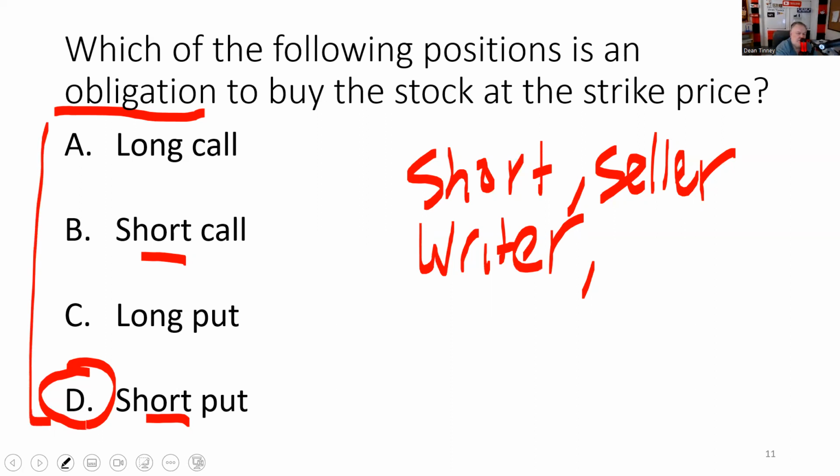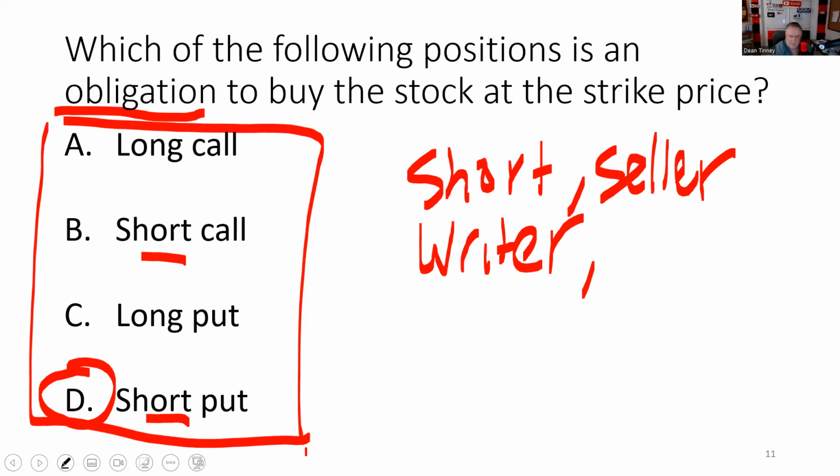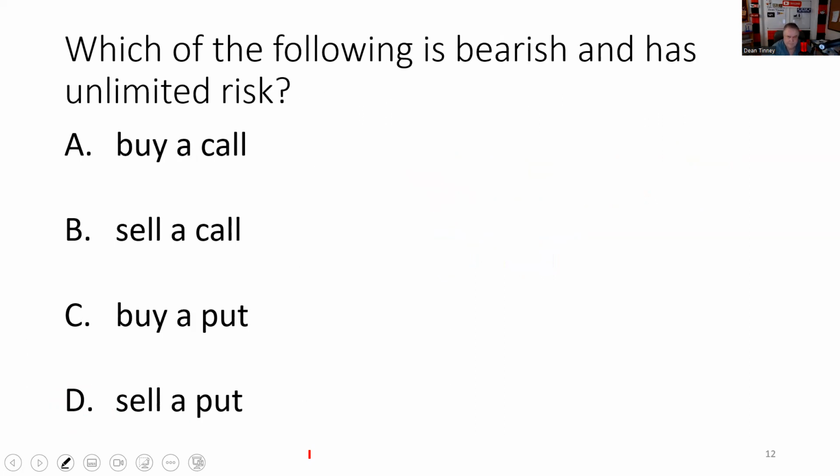Again, what I'm trying to get you comfortable with is the answer set. That is the most important answer set on the SIE. We have two types of contracts, calls and puts. You can either go long or short. We have four basic option positions. Which of the following is bearish?